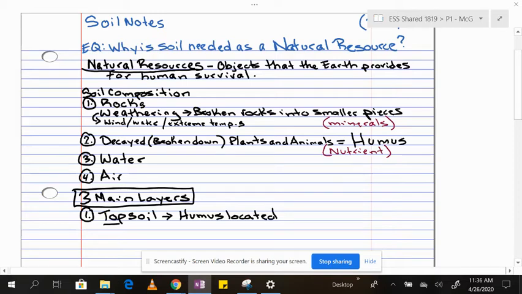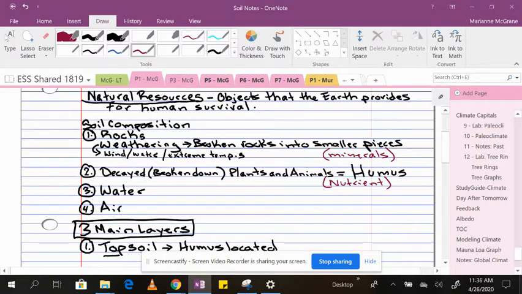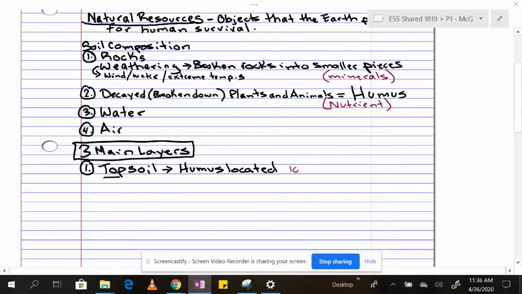Okay, and so we're going to talk about what farmers do in order to make sure that that topsoil has nutrients and minerals in it, but then also how we protect it, because that soil can take anywhere from a few hundred years to a few thousands of years to create.